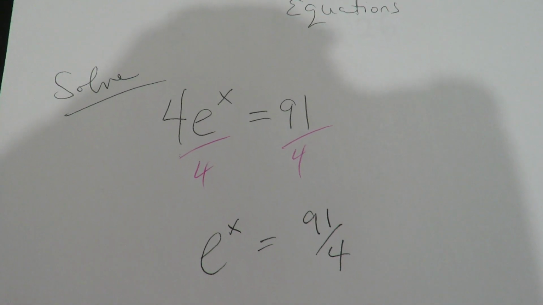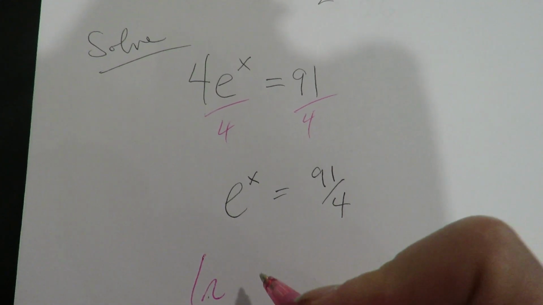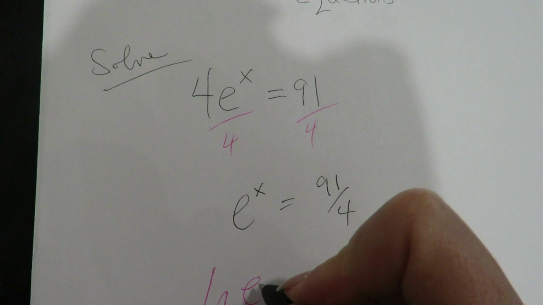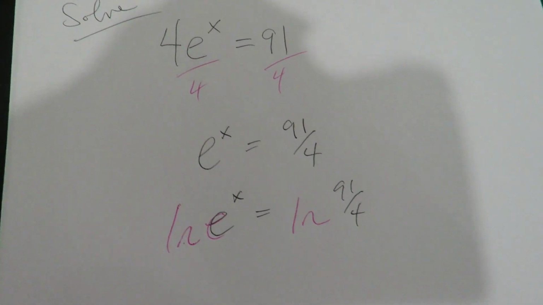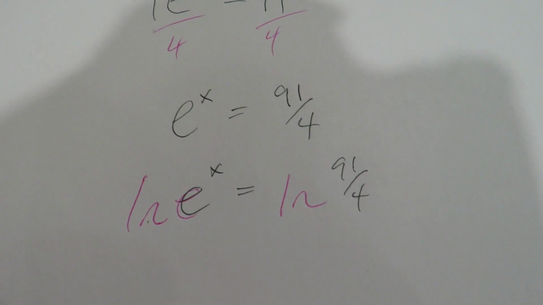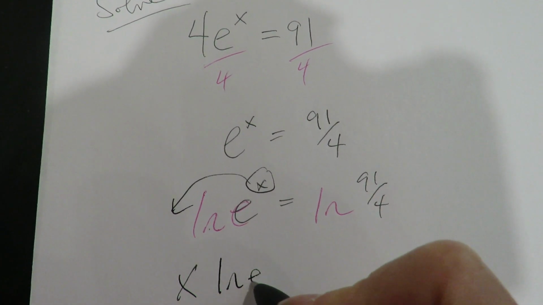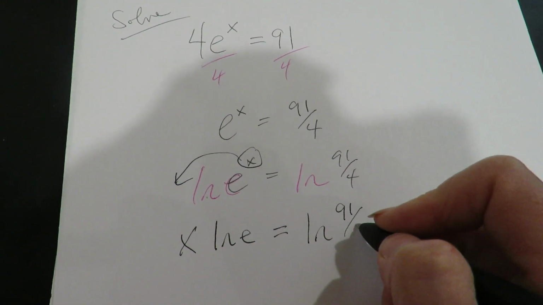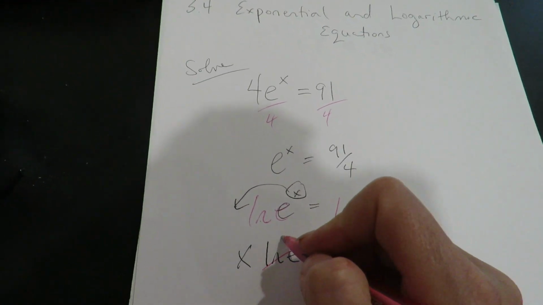Okay, and now since this is base e, the easiest way to solve this is for me to pick a logarithm with the same base. So I'm now applying a logarithm to both sides. And if you remember the rules we just went over, that means that I can bring the x down in front. And also, if you remember, the ln of e is 1.